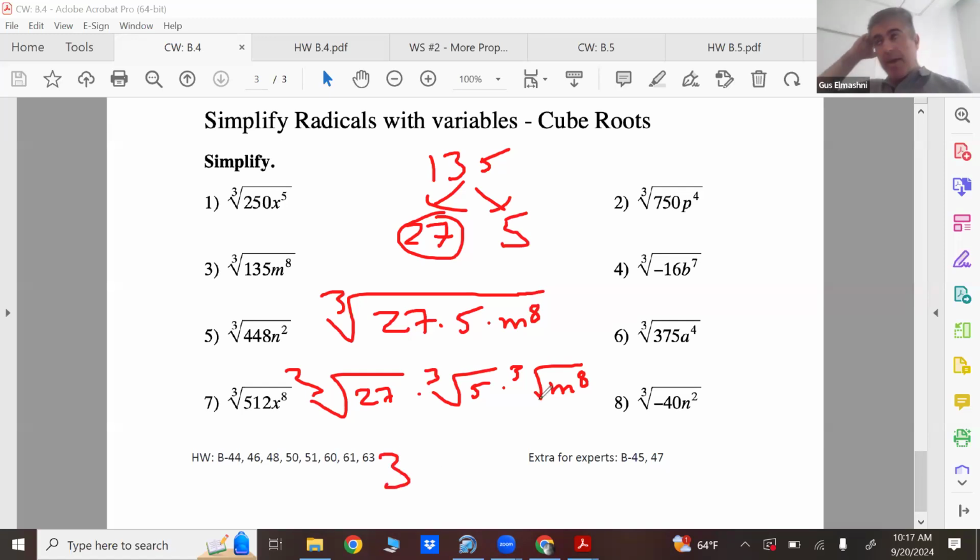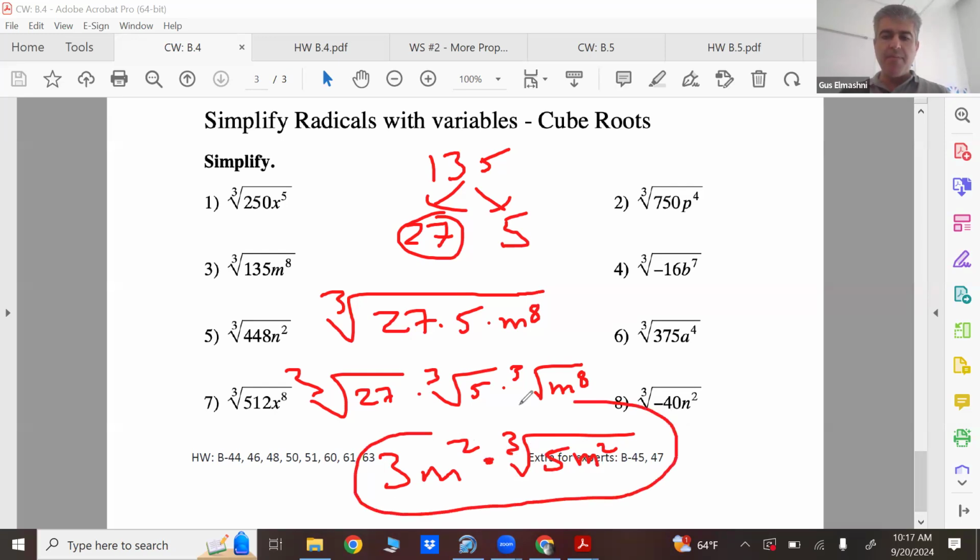Now think about the cube root of M8. For variables, you have to treat them differently. How many times does 3 go into 8? 2. What's the remainder? 2. So take out m squared, leave behind m squared. And of course, there's a 5 that joins the inside as well. And that will guarantee that we have the same thing. So that's the process to go through.